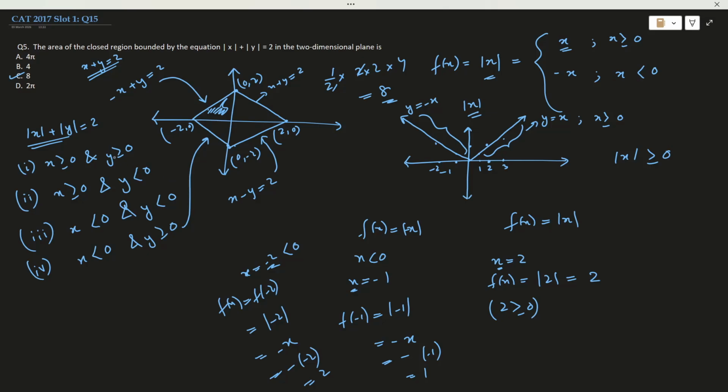Alright guys, please remember the limits. Then you will get a symmetric curve like this. Then you can find the area of one triangle. This is a right angle triangle, half into base into height. This is the base, this is the height, so half into base into height, and I am multiplying by 4 because there are 4 such identical triangles, and then you will get the answer as A.